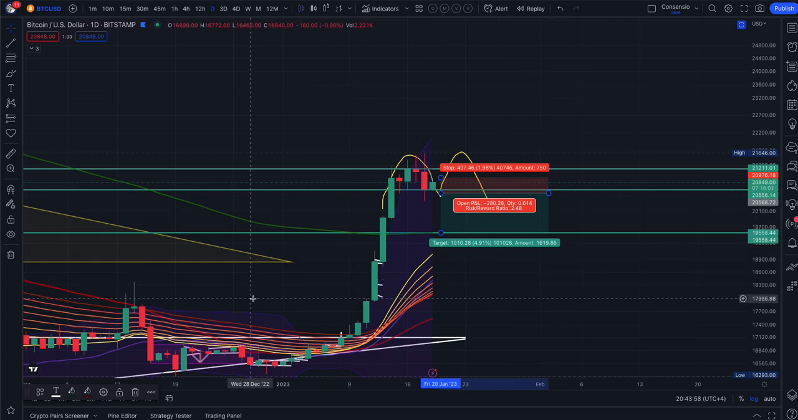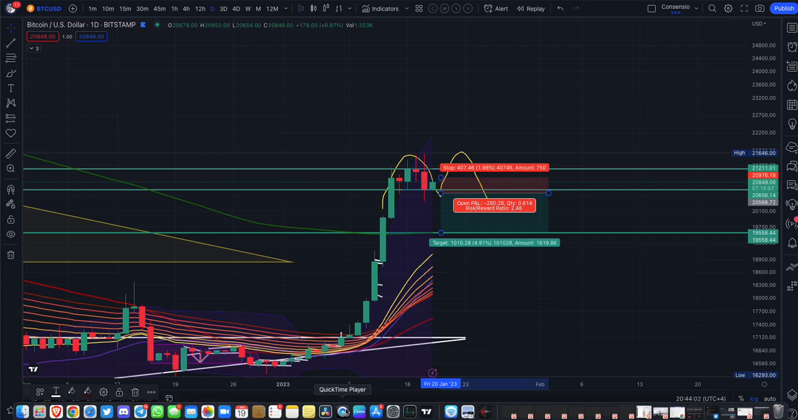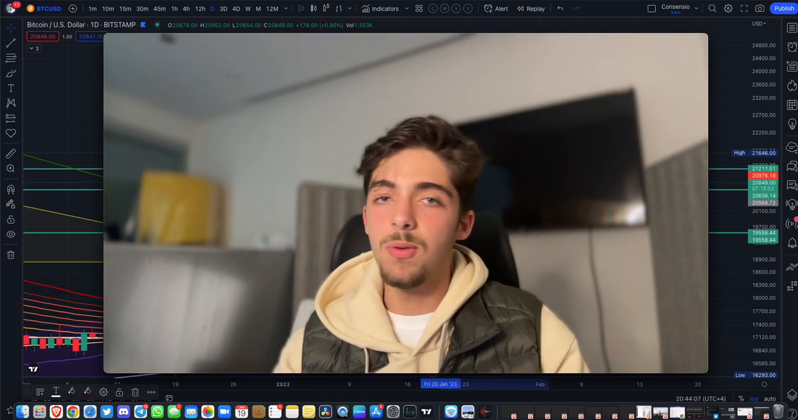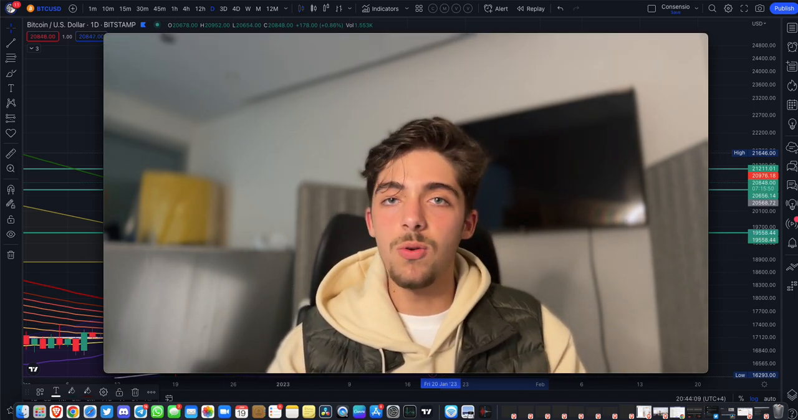I never really suggest leverage trading. That's only if you're advanced. But even with 1x leverage, you're still making around 5%, and you're only losing around 2-3% if it loses, so it's not a huge deal if you're not using leverage.